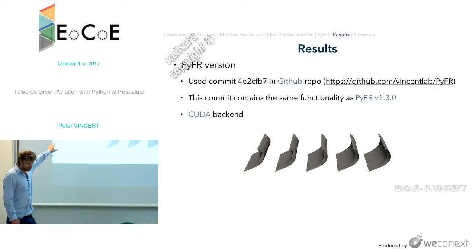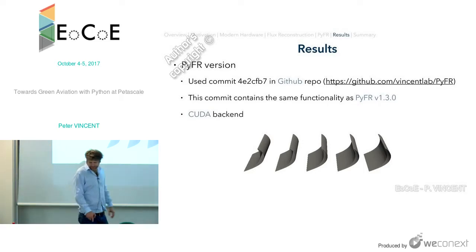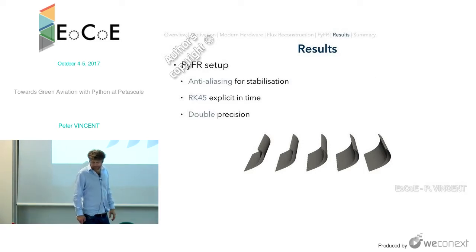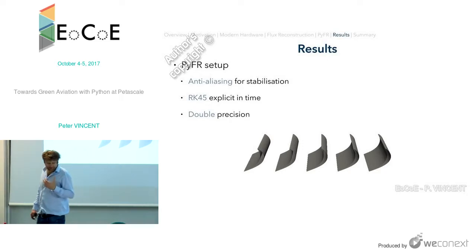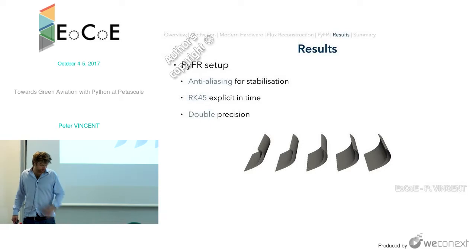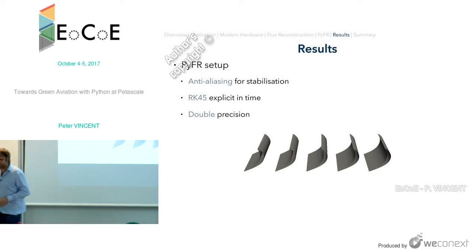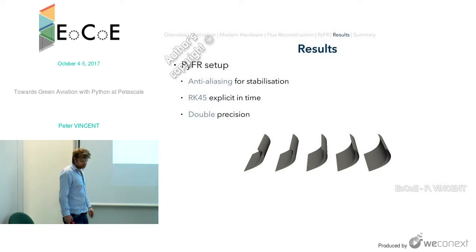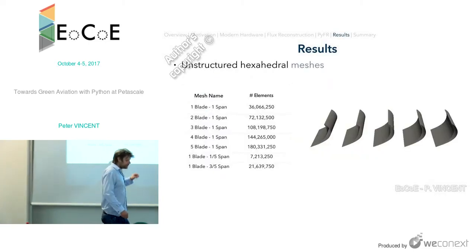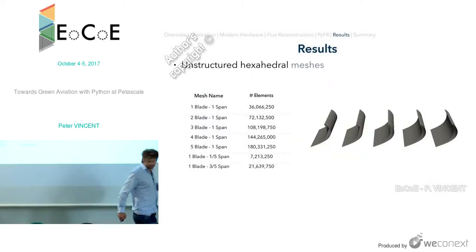We've been using different versions of PyFR now, but these results are done with a specific version. Some numerical comments: we're using an explicit time-stepping scheme run in double precision, and we use something called anti-aliasing to help stabilize these simulations of turbulent flow, which is a numerical procedure I won't go into the details of now. First, I want to present some scaling results for this problem.